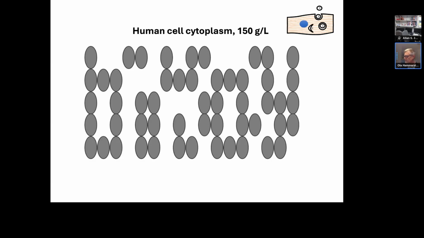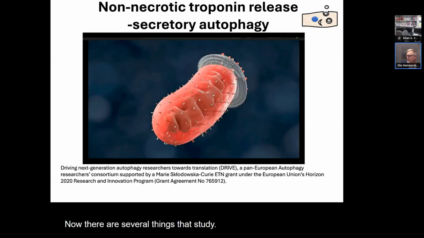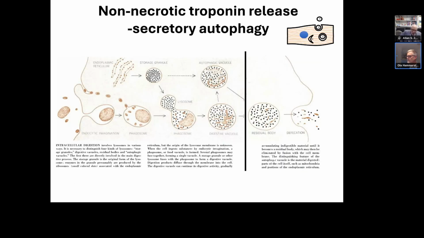There are several studies that we can just pass through that show that there are cardiac extracellular vesicles in the circulation with troponin in them. You can continue through this last image as well.